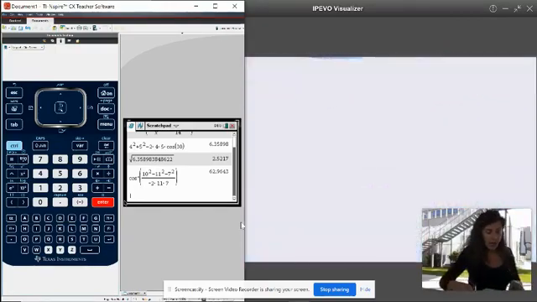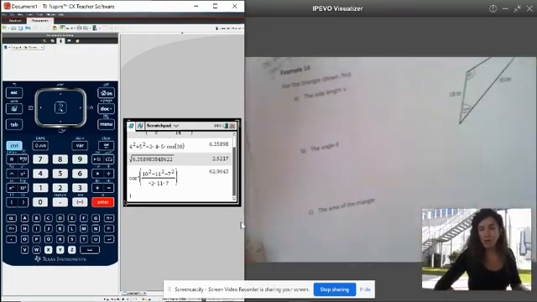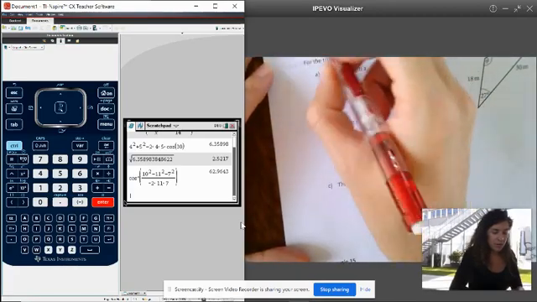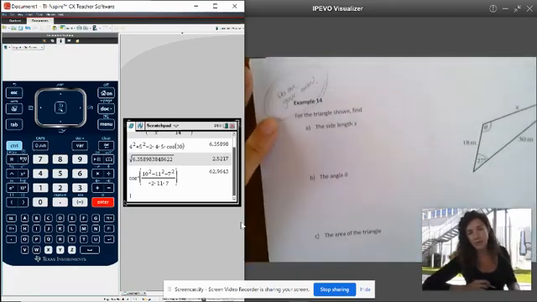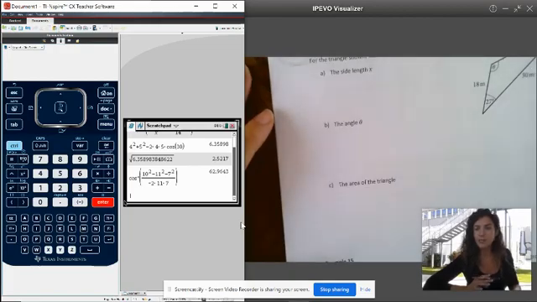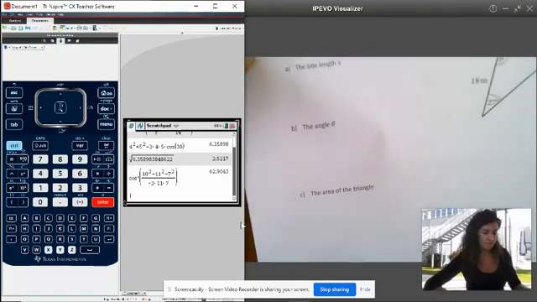Okay, I would like for you to do this example on your own. I will check it when I see you in class. This is what I am looking for when I'm going to be checking your homework to make sure that you did it on your own.